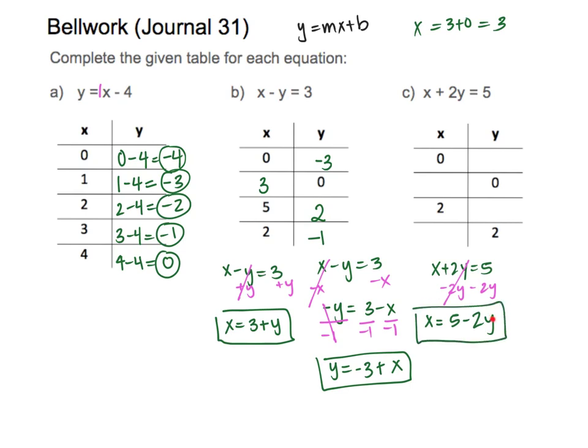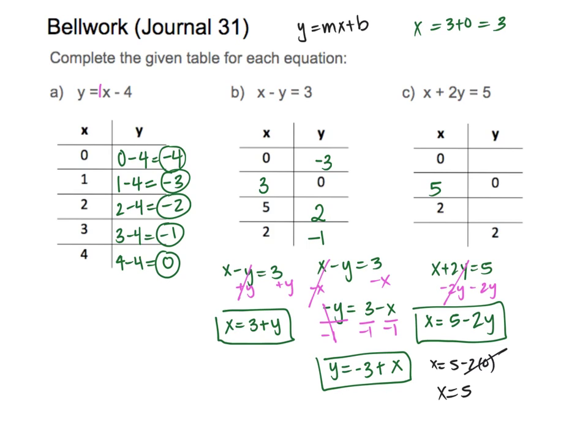So if I have a y value, like this one here, and I want to figure out this x value, I have to plug in 0 for my y. Well, if I plug in 0 into here, I'll write this out so you guys can see. That would be x equals 5 minus 2 times 0. That means this would cancel out and x is just equal to 5. So in this case, this would just be 5.